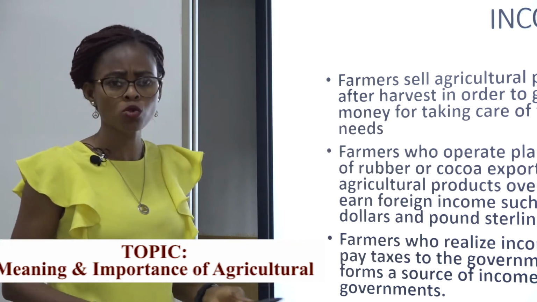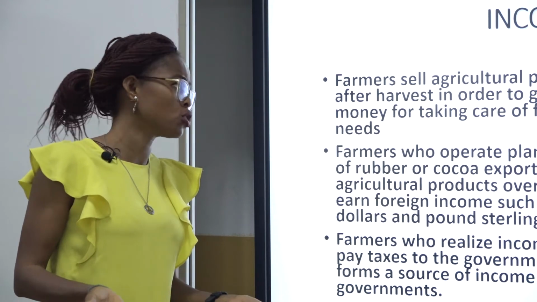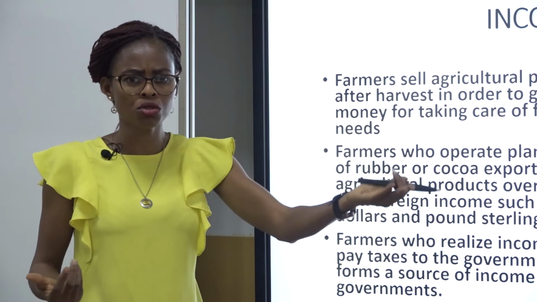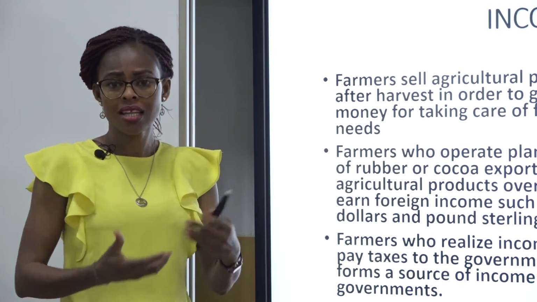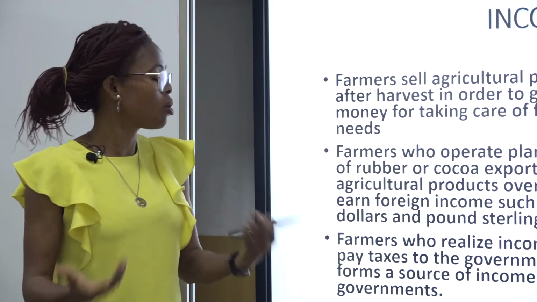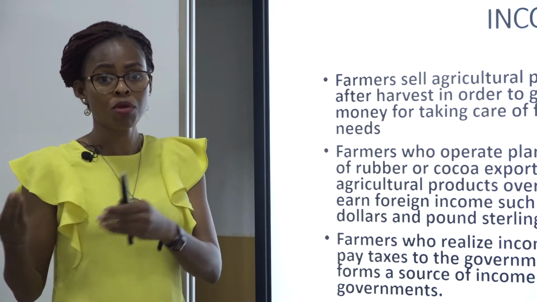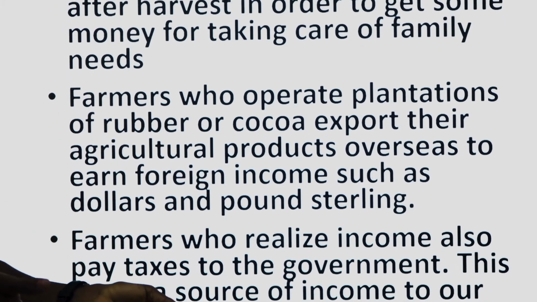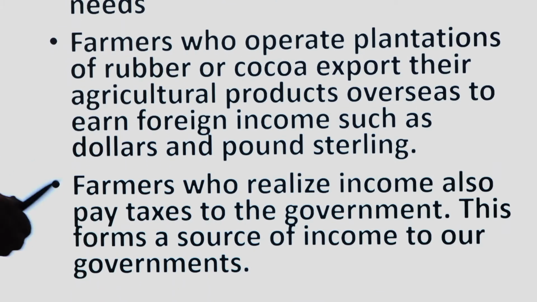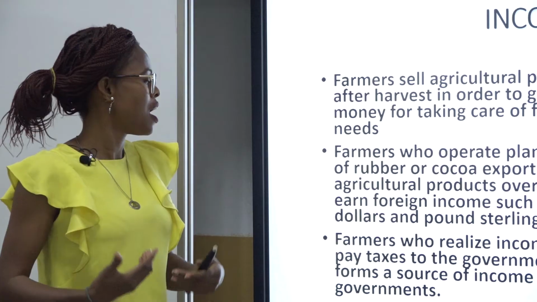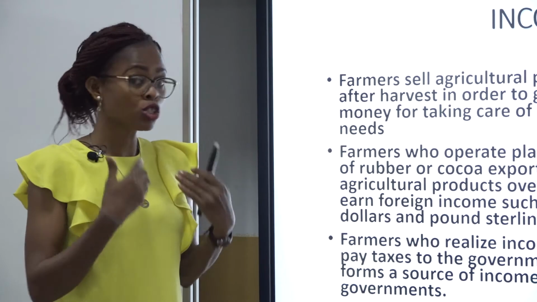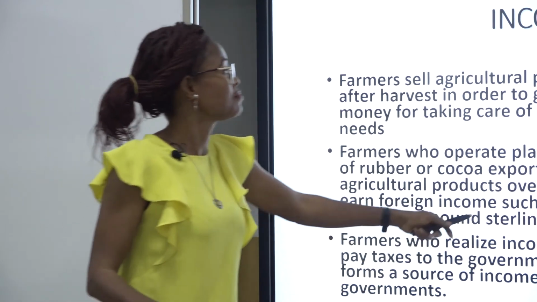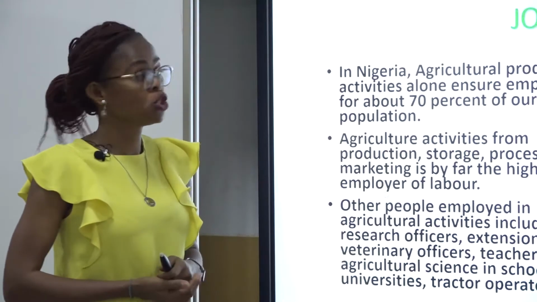income. Also, farmers who operate plantations like rubber plantation and cocoa export these goods to foreign countries, and from there they get foreign currencies like pounds and dollars. And these people who export these goods do what? They pay taxes to our government. When they pay tax to our government, what does the government generate? Government also generates income from the taxes that are paid. So it's a source of income, not just to the farmer, not just to the foreign exporter, but also to our government.